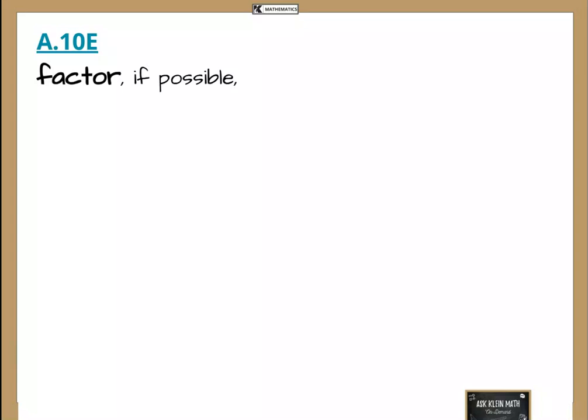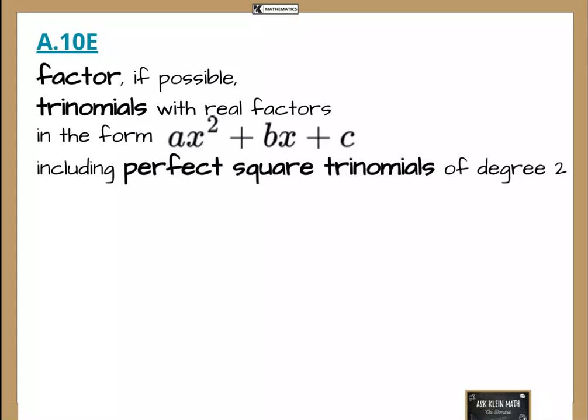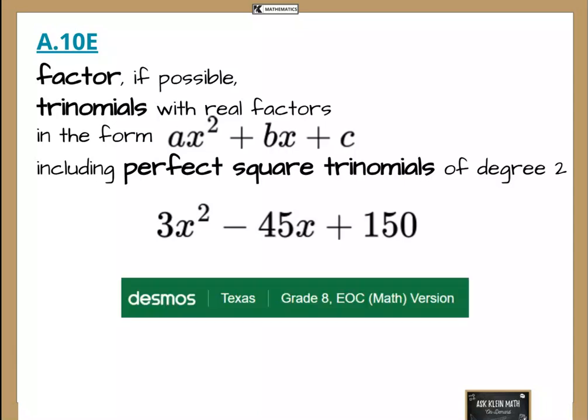Today we're going to talk about factoring trinomials in the form of ax squared plus bx plus c, including perfect square trinomials, but that will be at a different part. 3x squared minus 45x plus 150 is the problem we are going to focus on today, and then we're going to look at Desmos as a tool to help us.